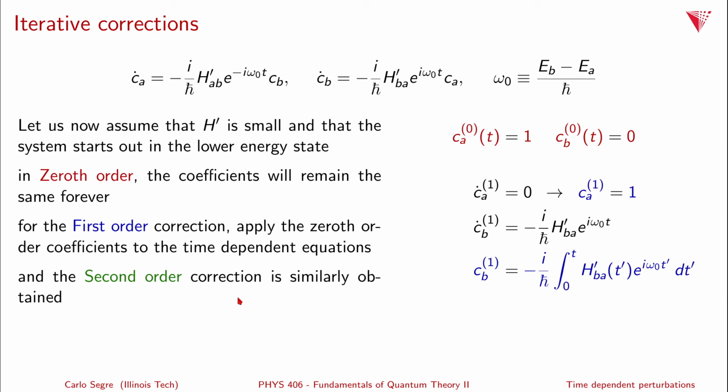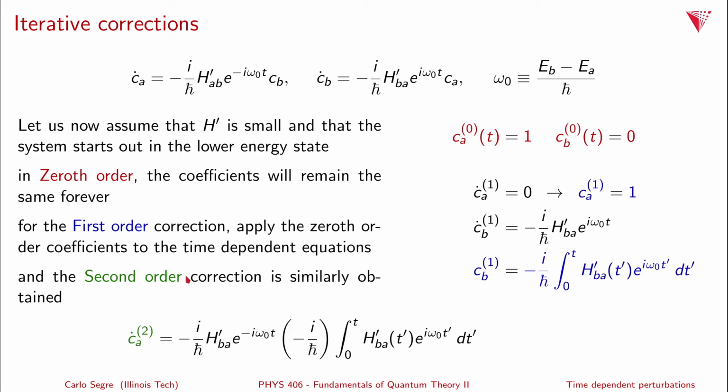We can develop the second order correction in a similar way, just by taking CB, the first order correction, plugging it into this equation here, and you get a revised version for CA dot, and the same thing for CB dot. For CA dot, the second order correction is minus i over h bar, H prime BA, e to the minus i omega naught t, times the quantity minus i over h bar, times the integral from 0 to t of H prime BA of t prime, e to the minus i omega naught t prime dt prime.